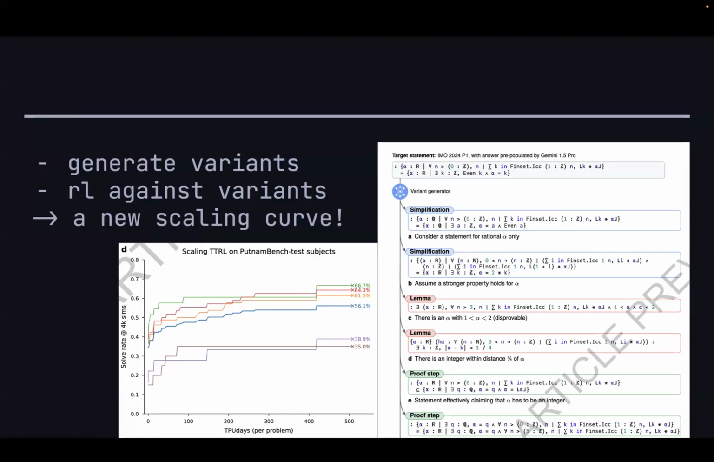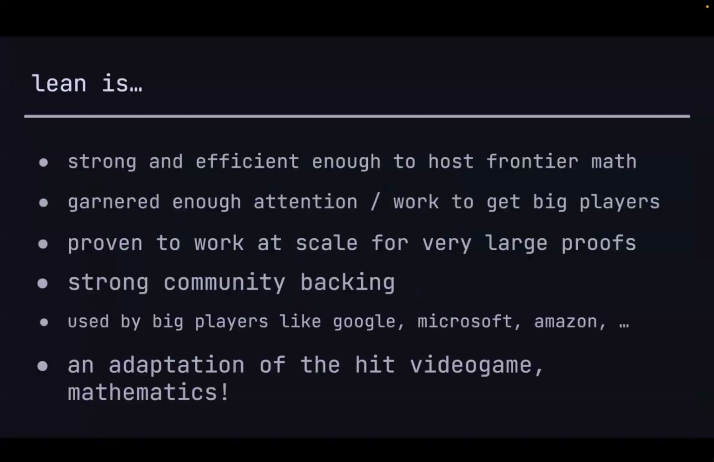Essentially, what you do is the same thing as you were doing in the auto formalization slide. So you take a problem.